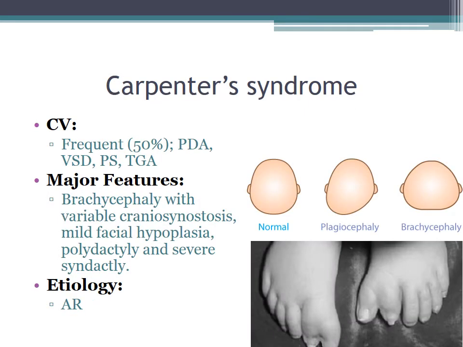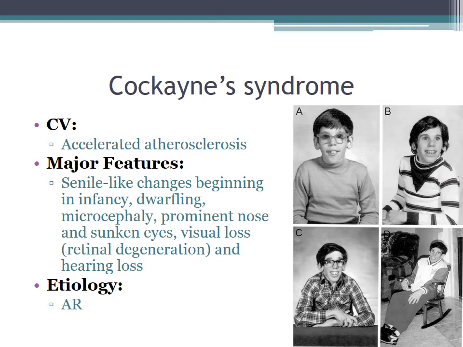Carpenter's syndrome is another disease that you should know about. From a cardiovascular perspective, it frequently has cardiovascular issues like PDAs, VSDs, pulmonary stenosis, and transposition. Major features include brachycephaly with variable craniosynostosis, mild facial hypoplasia, polydactyly, and severe syndactyly, and the etiology is that it's autosomal recessive. And you can see to the right an example of brachycephaly and significant severe syndactyly and polydactyly.